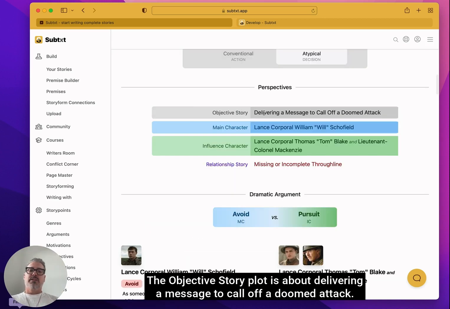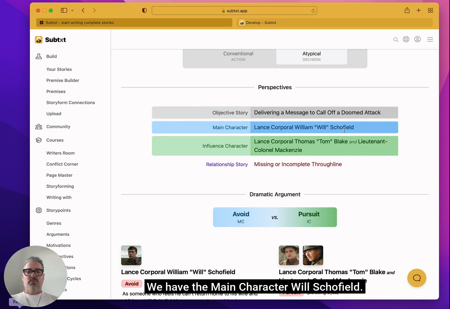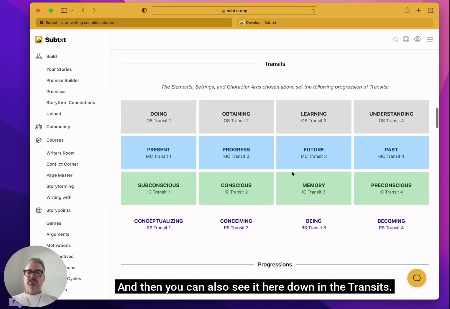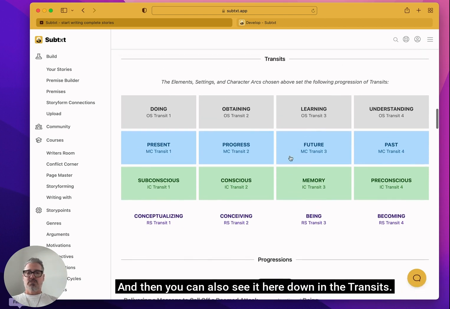The objective story plot is about delivering a message to call off a doomed attack. We have the main character, Will Schofield, and then I indicate the handoff here from Blake to Mackenzie. And then, of course, the relationship story is missing. And then you can also see it here down in the transits.